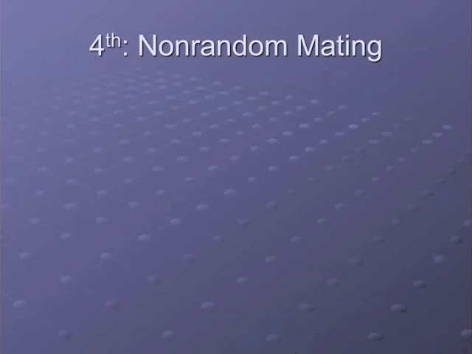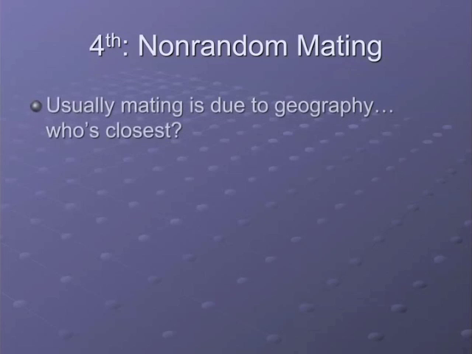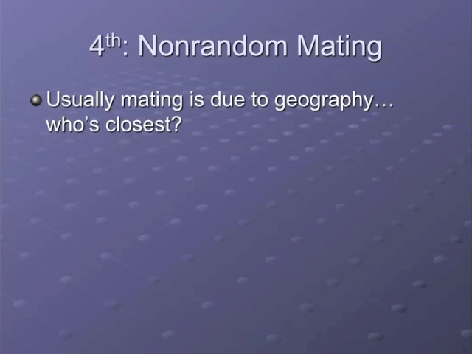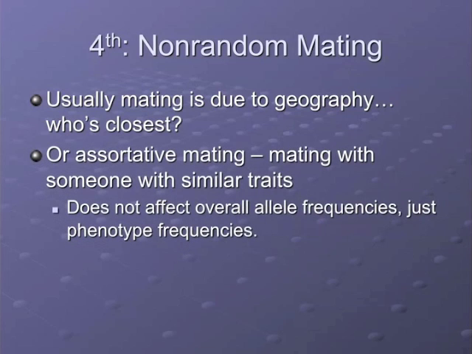And then the fourth assumption is non-random mating. Mating is usually due to geography, whoever is closest. And there's also assortative mating, which is mating with someone with similar traits. So when it actually does occur, you mate with someone that you look like. And in the wild, it's really to make sure that you're mating with somebody that is one of your species. You don't want to mate with somebody that doesn't look like you, or else you'll be in big trouble if they're not your species.